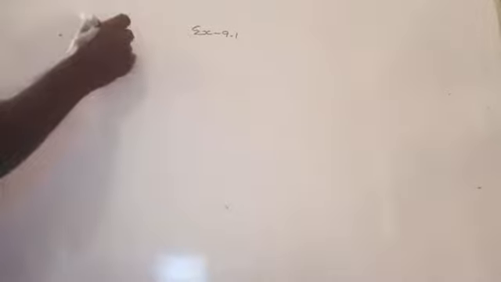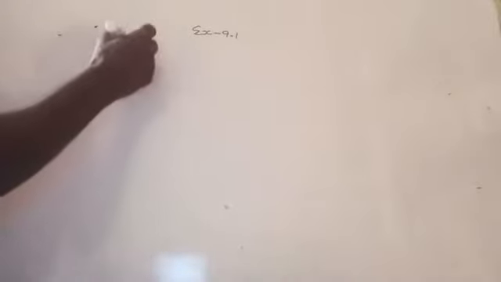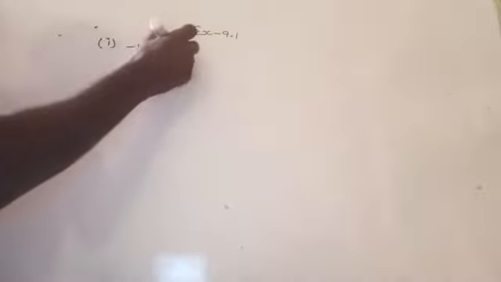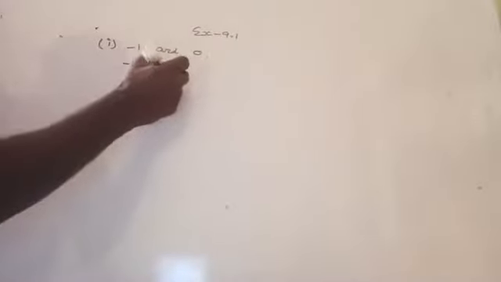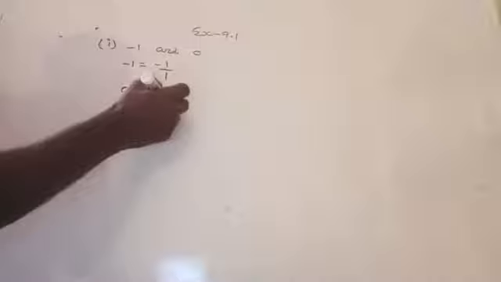Today we will start exercise 9.1. List out 5 rational numbers between minus 1 and 0. Do you think minus 1 is a rational number? Yes, minus 1 is a rational number because every integer is a rational, but the converse is not true: every rational number is not an integer. 0 is also a rational number because you can express it in the form of p by q, that is, 0 can be written as 0 by 1. Minus 1 can be written as minus 1 by 1.